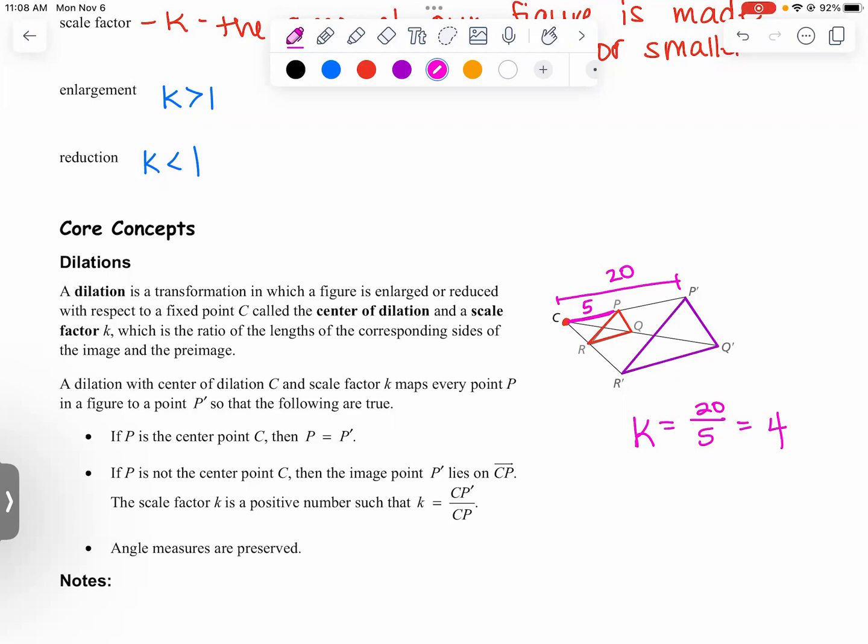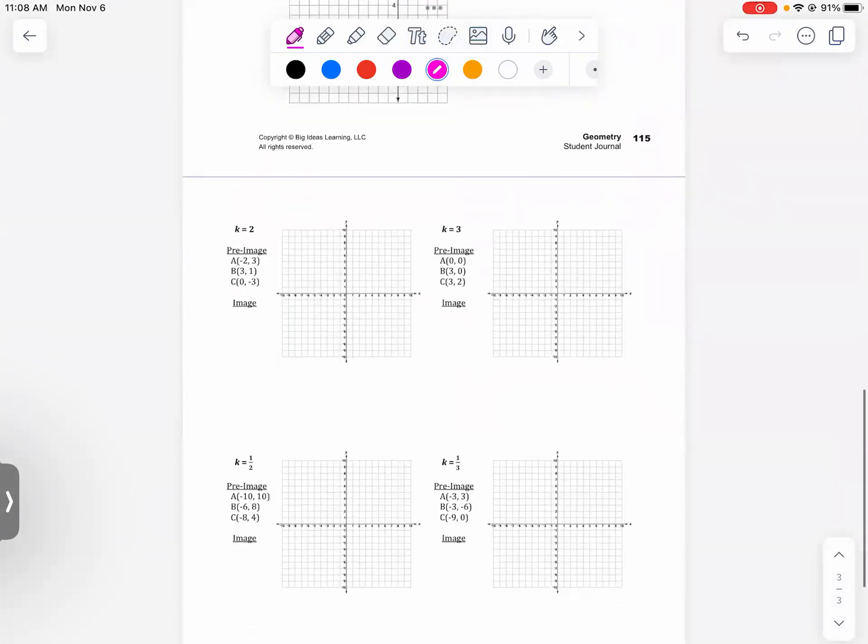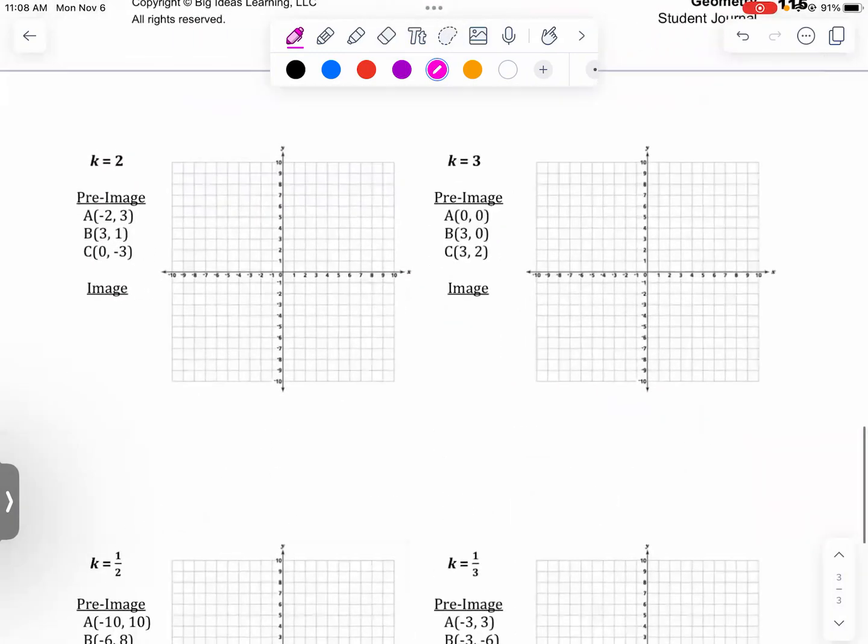Okay. But what we are going to do is use the origin as this center C when we're in the coordinate plane. What I'm going to ask you to do is figure out what our image is based on a certain dilation. So if you could please turn in your packets to page 10, it should look like this.